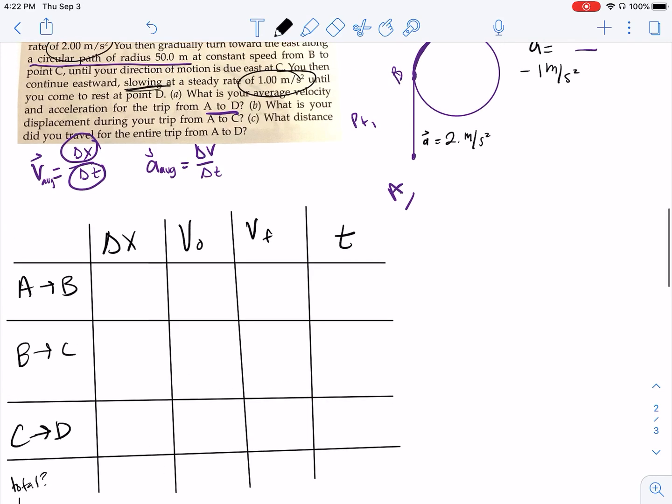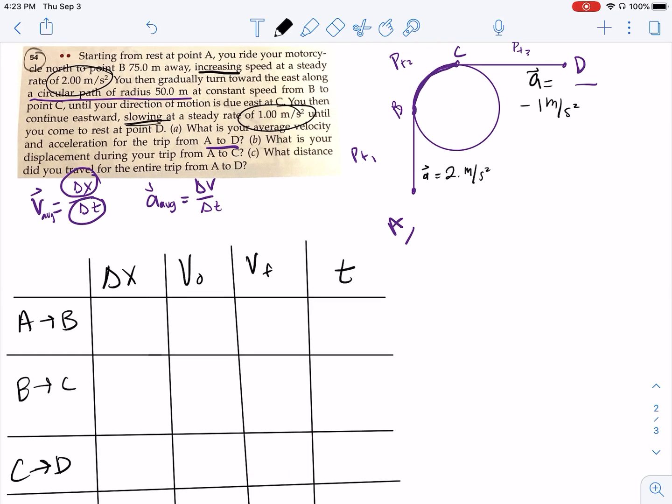So now I want to put in the information given in the problem. So from A to B, it says that I travel 75 meters in the north direction. So I'm going to go ahead and say 75 north. I'm going to do everything in meters. And here we are talking about north, east, south, west. I know N could look like newtons, but I mean north because we're not talking about forces here. We're going to go ahead and keep going then. It says starting from rest, so 0 meters per second. I do not have a V final for this portion. I do not have a time. I'm not going to talk about the portion of B to C yet.